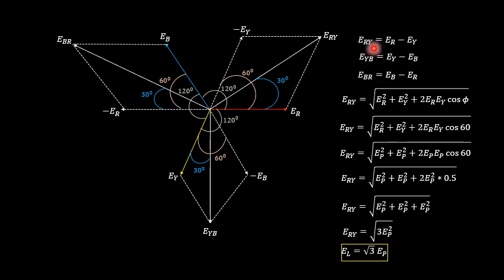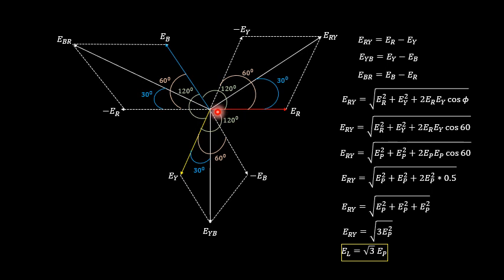ERY, that is the line voltage in between the line R as well as Y, is represented by the equation ER minus EY. Similarly, EYB is represented as EY minus EB. EBR is represented as EB minus ER. So first we are supposed to draw the colored lines, what you can see over here, that is ER represented in red color, EY as a yellow color line, and EB in terms of a blue color line.